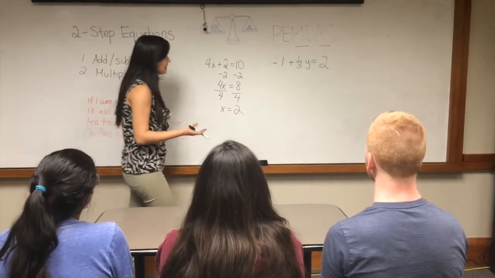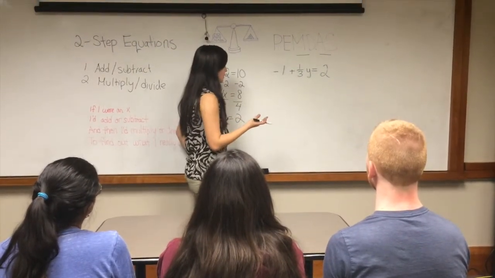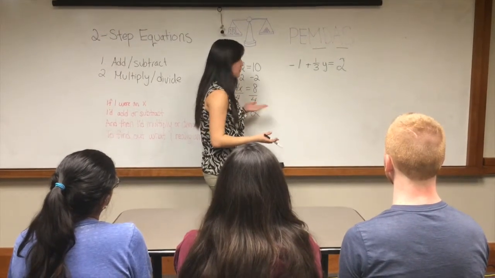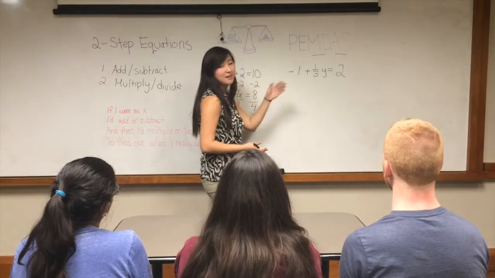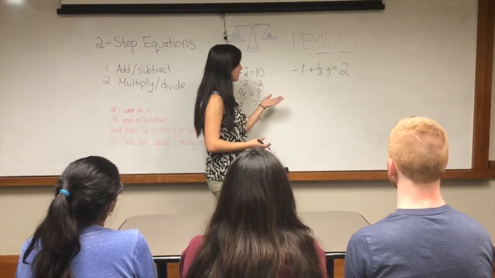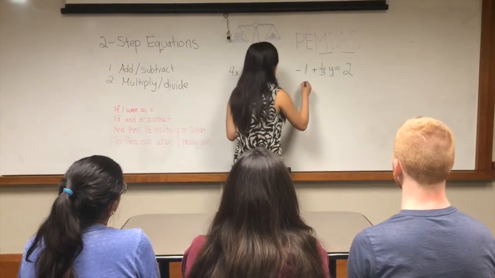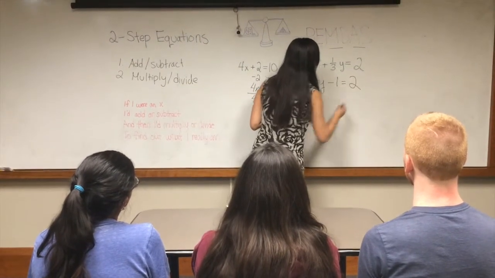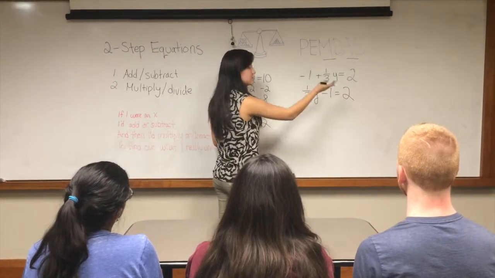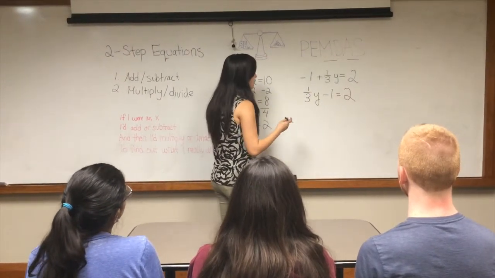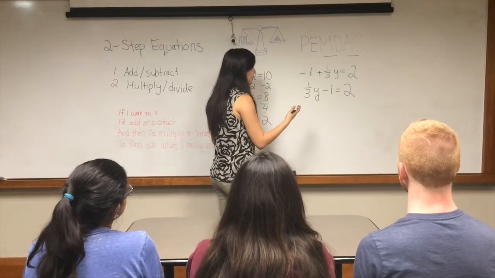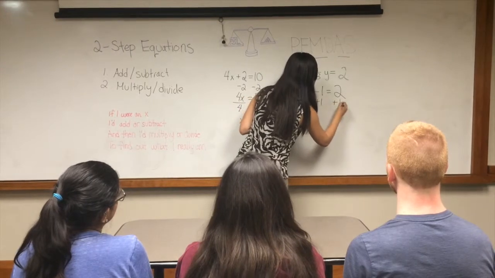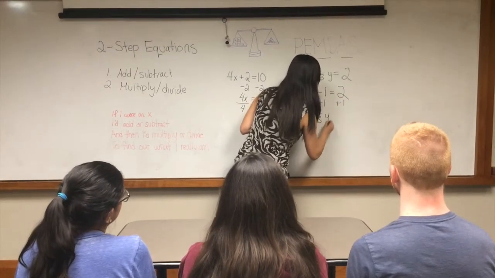So now let's look at a second example. I have -1 plus 1/3 y is equal to 2. This kind of looks scary because we have a negative number and we have a fraction. But to help you see this better in your mind, you can rearrange it to say 1/3 y minus 1 is equal to 2, because this is the same thing as -1 plus 1/3 y is equal to 2. Now you know the opposite of subtraction is addition. So you add 1 to both sides, and you get 1/3 y is equal to 3.